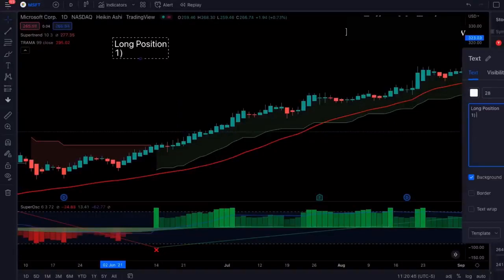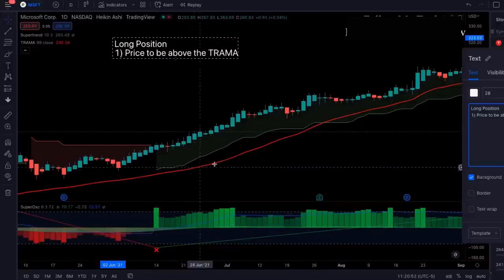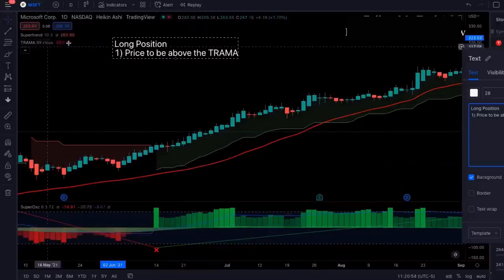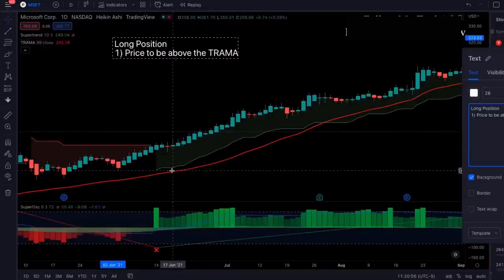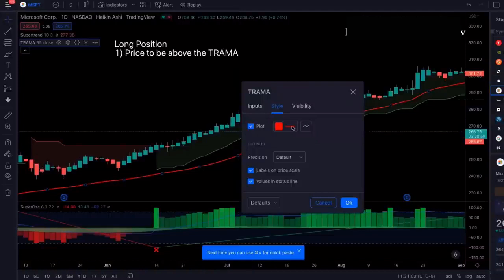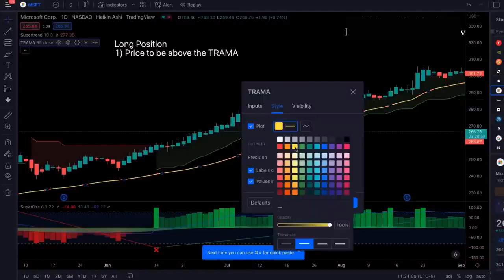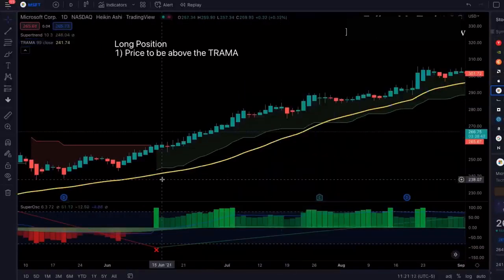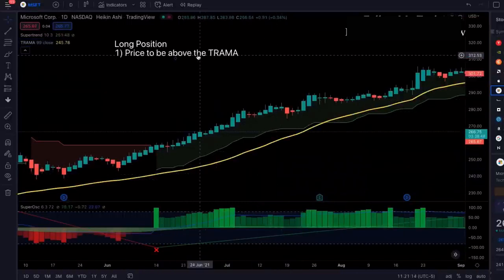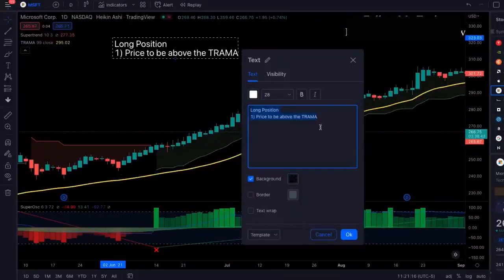For long positions, you want the price to be above the TRAMA. This is the TRAMA. It's red. You know what? Let's change that, because that can get confusing, since we're going to be using the TRAMA for buy and sell opportunities. The gray and red kind of gets confusing. People always think it's only for sell positions. We're going to turn that into a bright yellow. So the TRAMA is going to be the yellow line. So price action above the TRAMA.